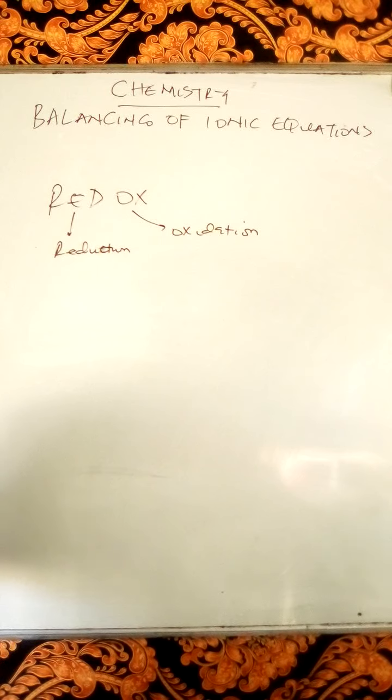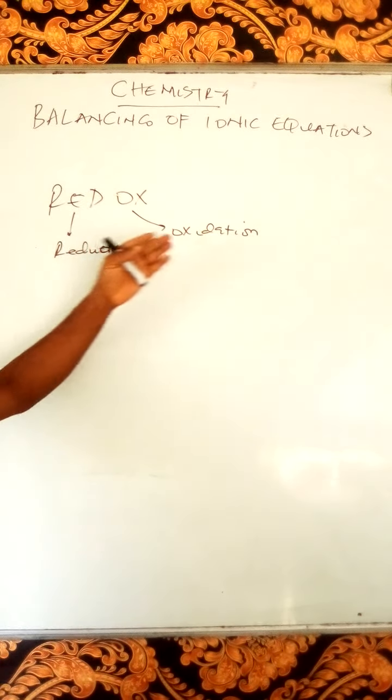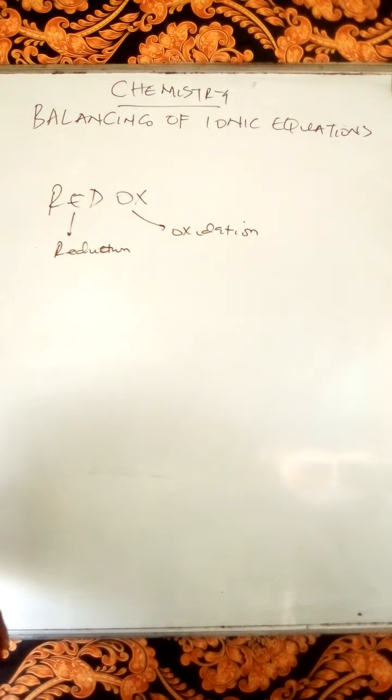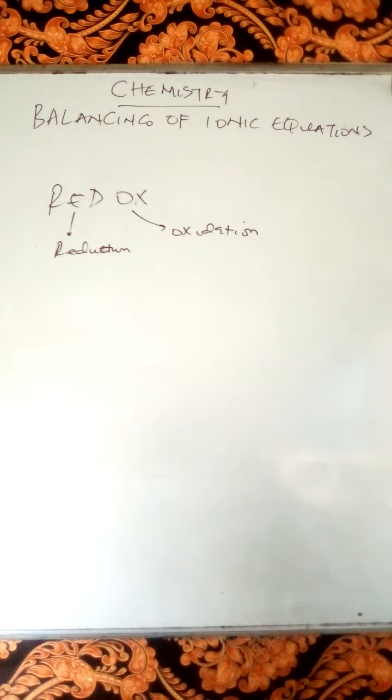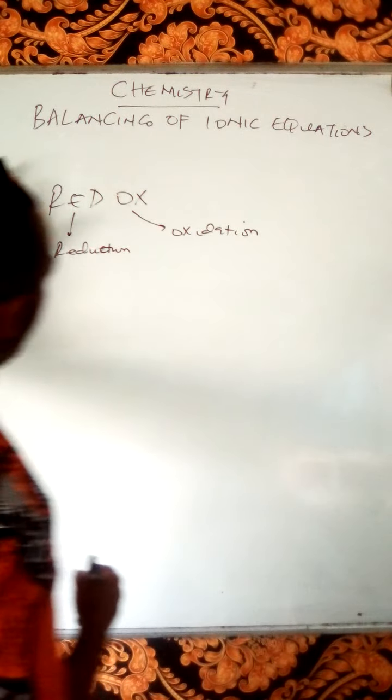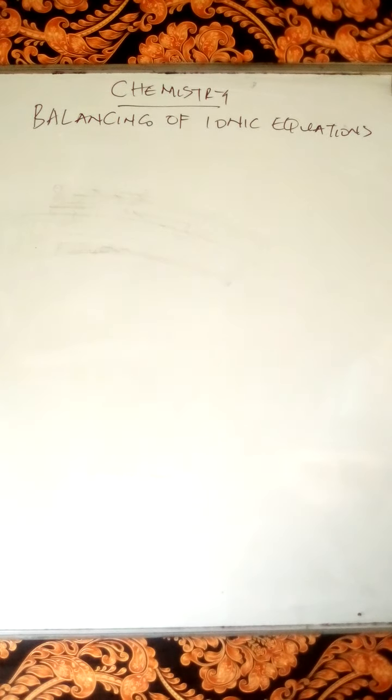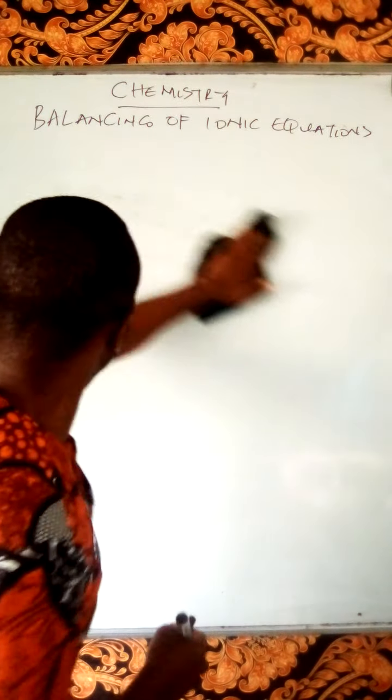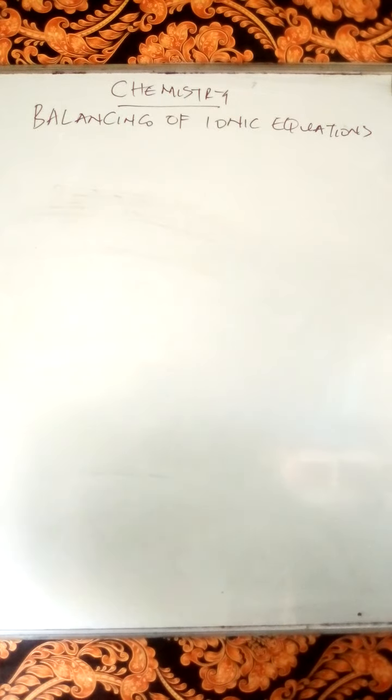So in an electrochemical cell, we have two half cells, the oxidation half cell and the reduction half cell. To get the full cell of what is taking place in a chemical cell, we'll add the reduction equation to the oxidation equation. Okay, not to worry, we shall still come to that point. Now we're treating ionic equations today. We're treating how to balance ionic equations. So before we go on to this, ionic equations are equations that show the ions participating in a chemical reaction.